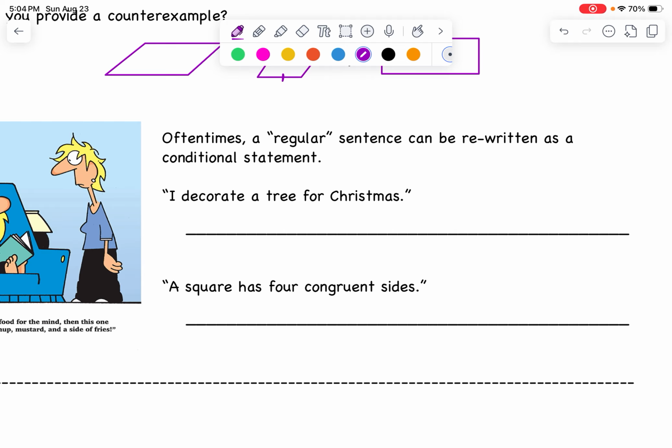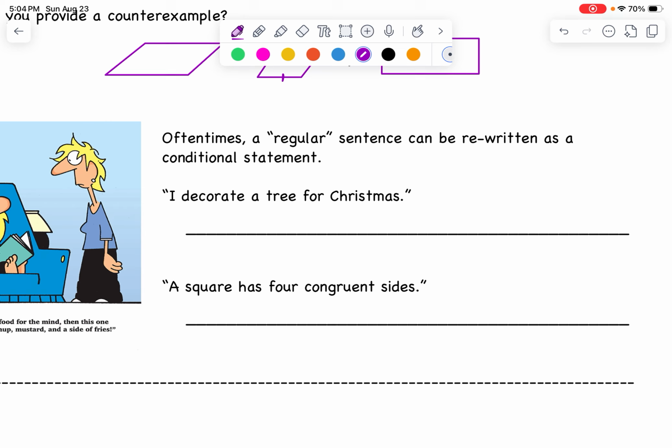So technically, if I wrote, if I decorate a tree, then it is Christmas, that's a little misleading because some people decorate trees for a lot of reasons other than Christmas time, right? Some people might have egg trees for Easter, or they put ghosts in their trees outside and decorate them for Halloween, right?